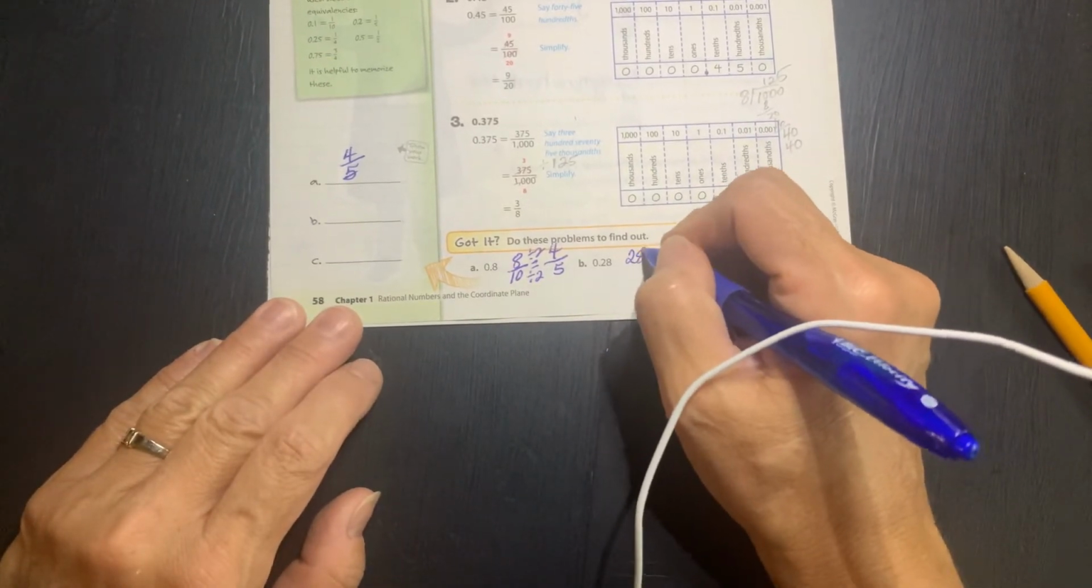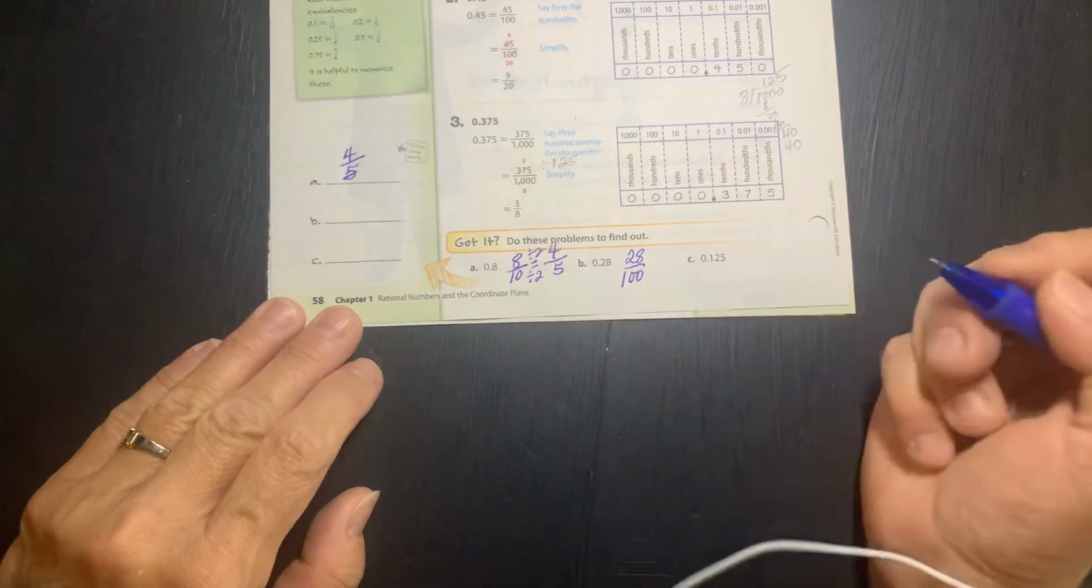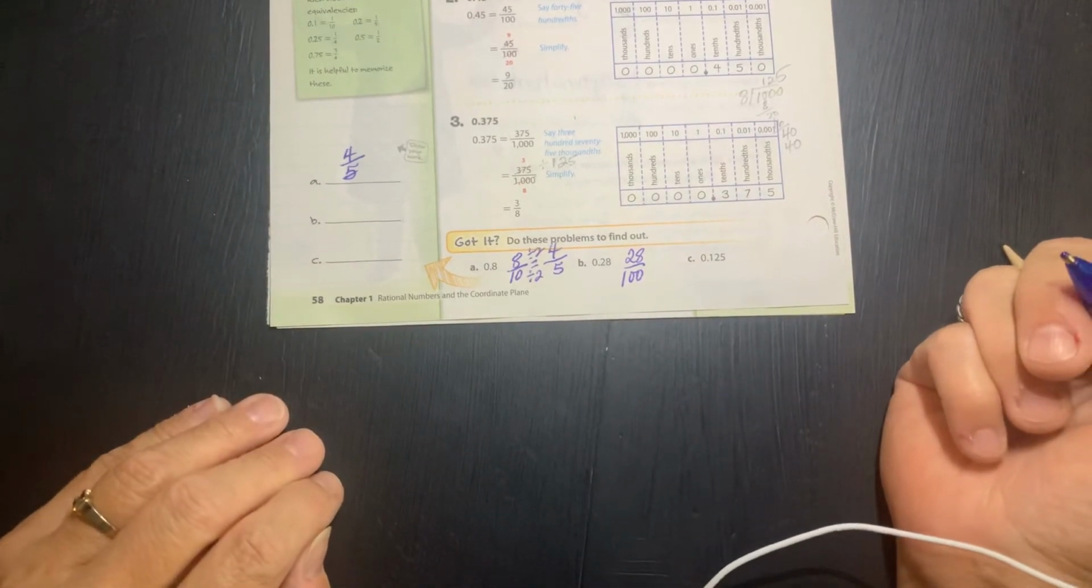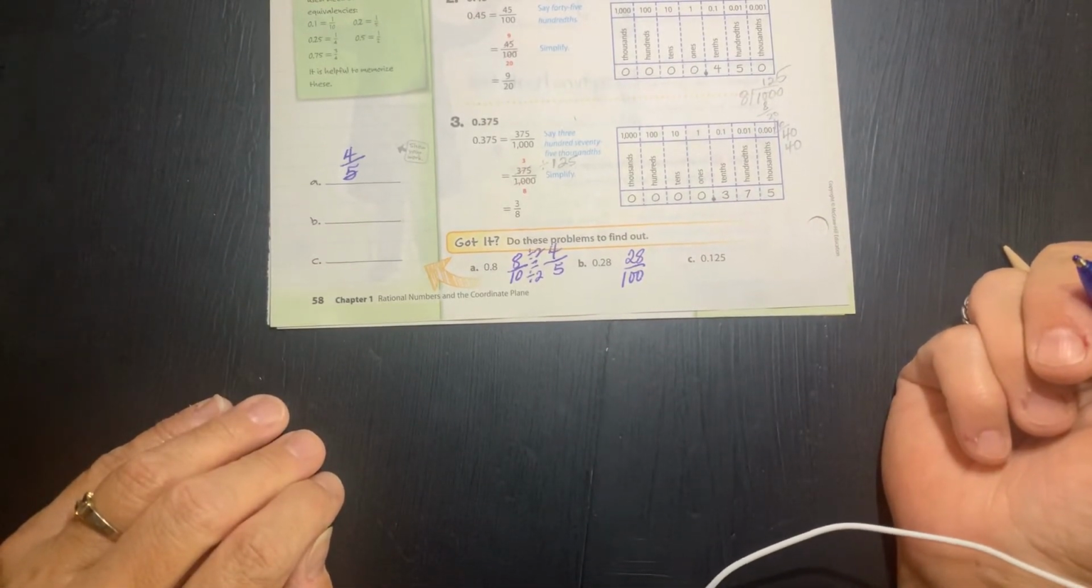And then for B, you've got 28 hundredths. Those are both even numbers, right? And they're both divisible by 2.